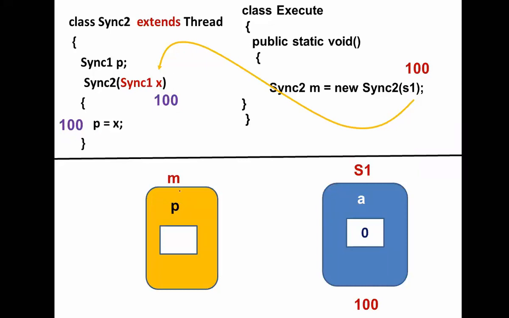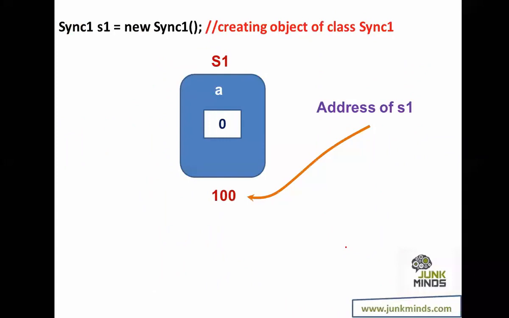Now this statement is getting executed for m. So the reference, the pointer inside m, which is p, gets this value x. So this value gets copied over here. So p now becomes a pointer to this object. I repeat this again.